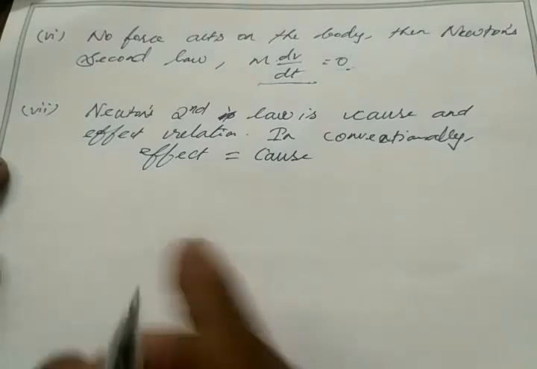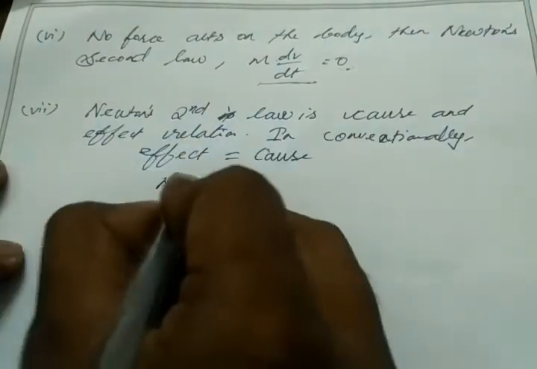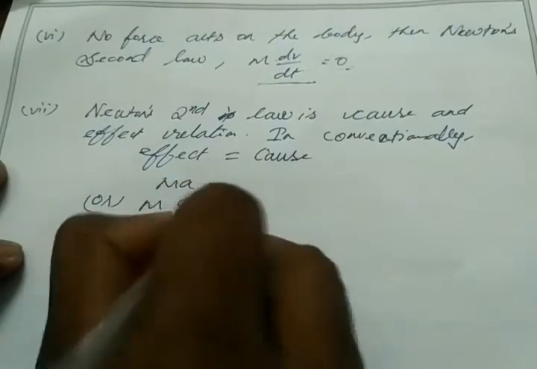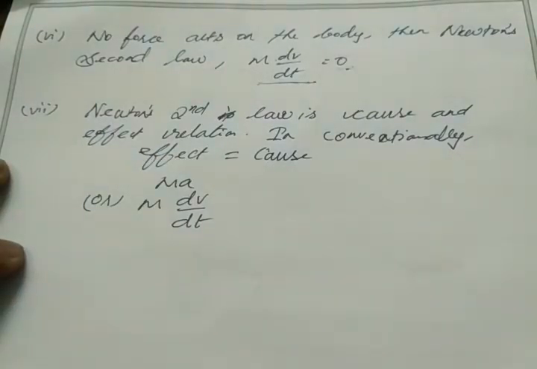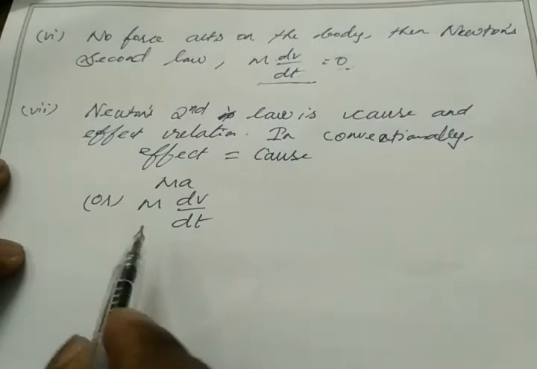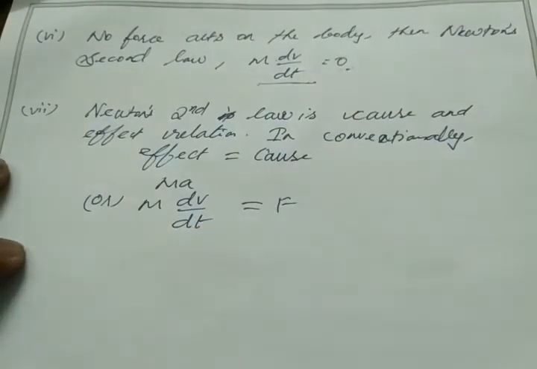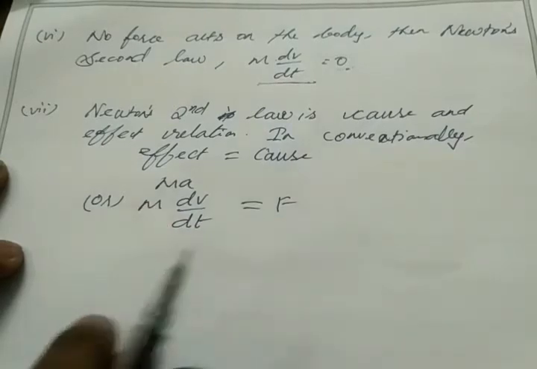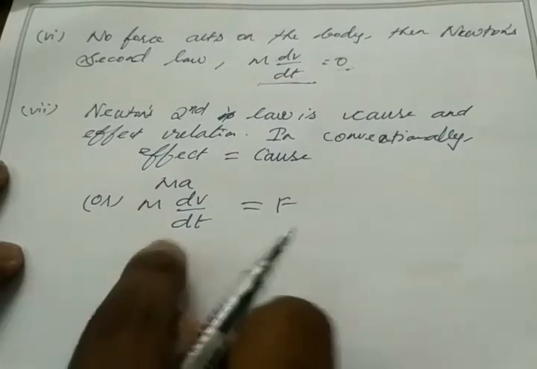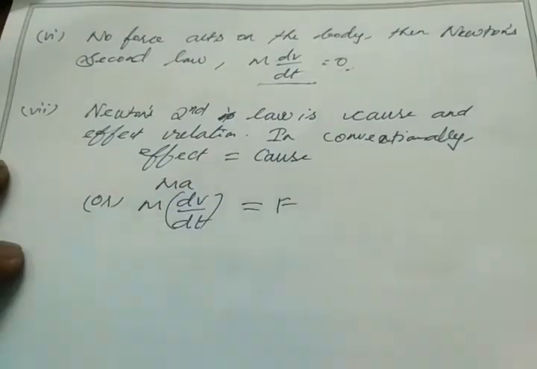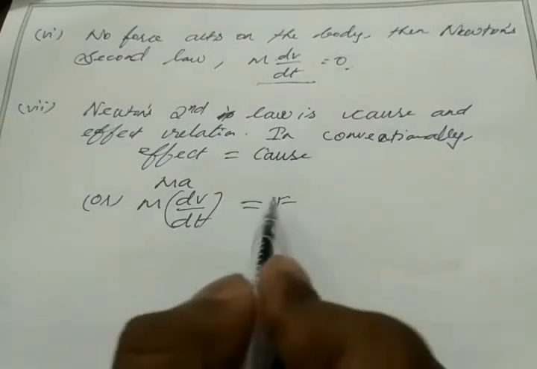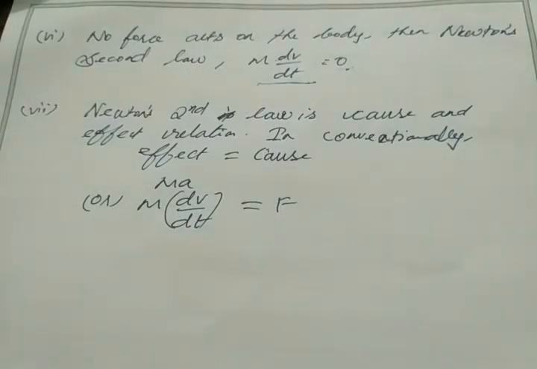Mass into acceleration, right? Mass into acceleration, or we can write mass into dv by dt. So this is our effect. Why does an object gain acceleration? Because of force. So this is our cause. So conventionally, we write Newton's second law like this: ma equal to F, or m into dv by dt equal to F. So the effect should be written on the left side of the equation and the cause on the right side. So this is all about the discussion of Newton's second law.